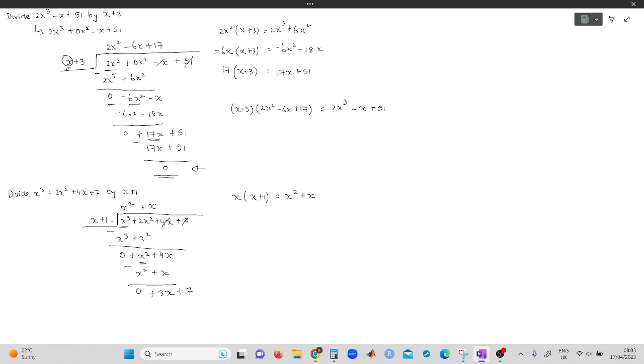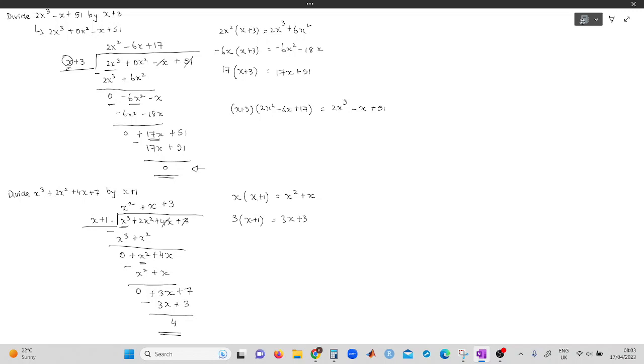3x divided by x gives me 3. Then I will multiply 3 by x plus 1, which gives me 3x plus 3. So 3x, and 3 times 1 gives me 3. Now to find the remainder, 3x minus 3x gives me 0. But 7 minus 3 gives me 4. So here we can see that I'm getting a remainder of 4.